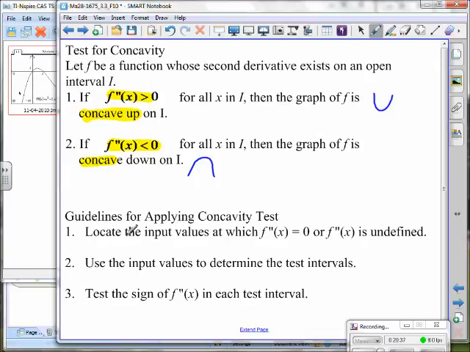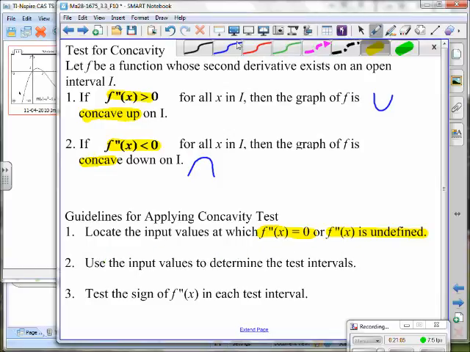Okay, locate the input values for which the second derivative is 0 or the second derivative is undefined. So we have to first take the second derivative now. That's going to be the main thing. And then find out where the second derivative is 0 or undefined. And that 'or undefined' is really important. Use the input values to determine the test intervals.